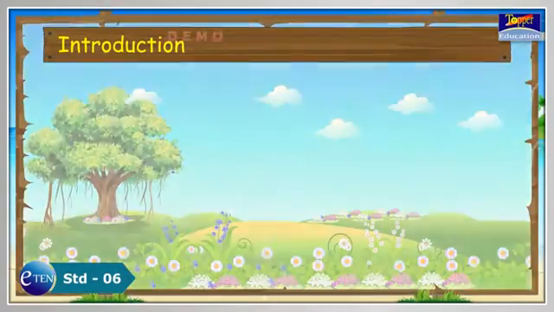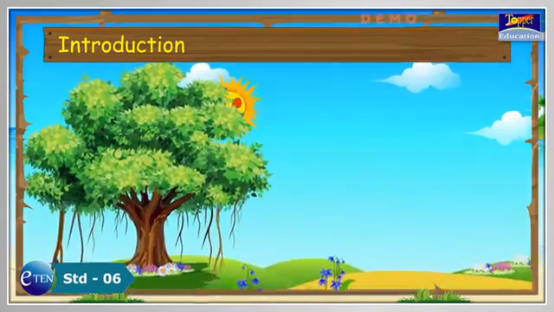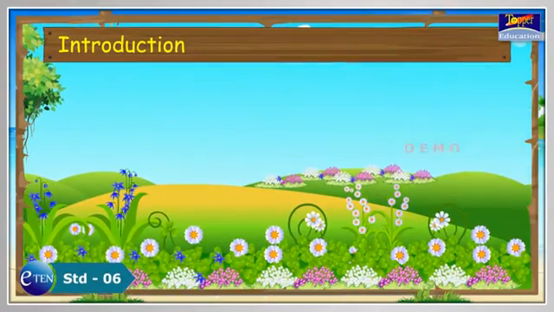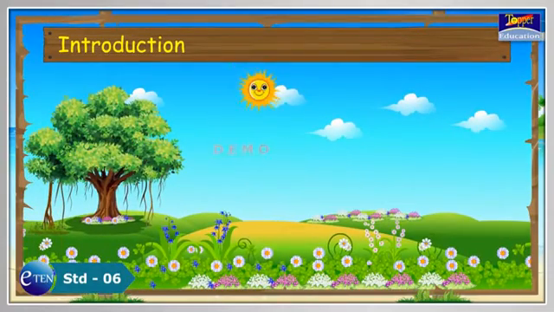Symmetry. The world around us is full of interesting shapes. Look at the banyan tree and flowers in the garden. Their shapes are unique and they have occurred naturally.